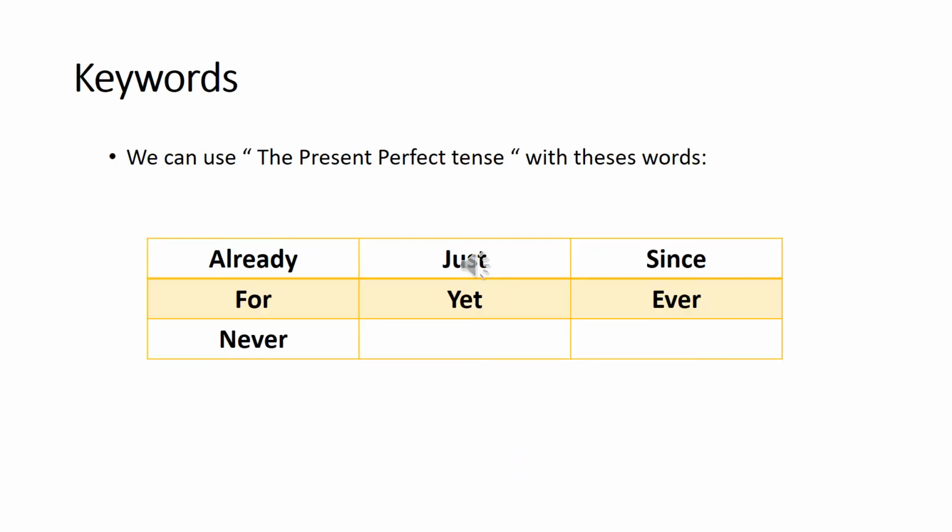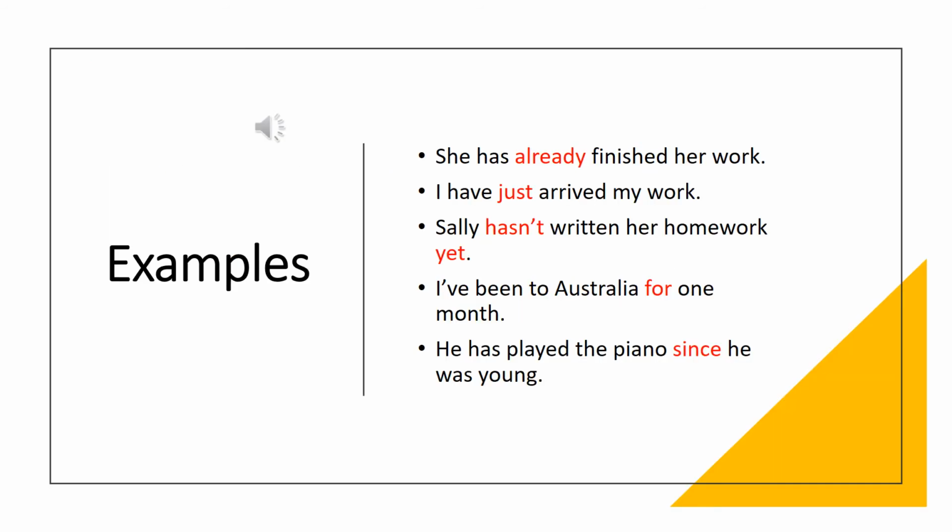We can use the present perfect tense with these words: already, just, since, for, yet, ever, and never. In these examples, we will clarify how we can use the previous words with the present perfect tense. The first example, she has already finished her work. I have just arrived at my work.